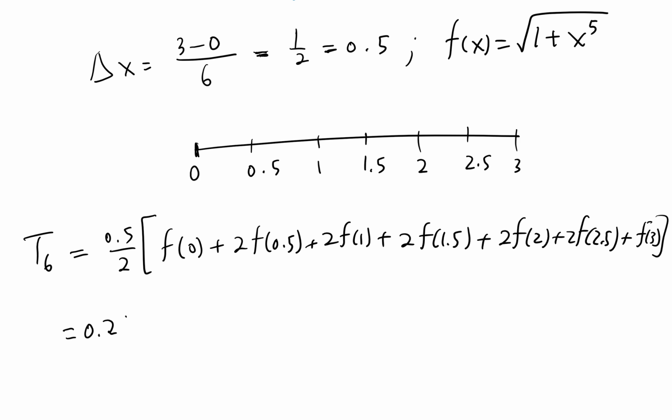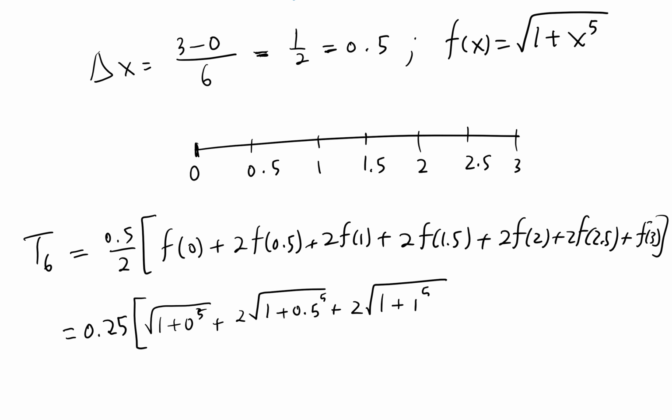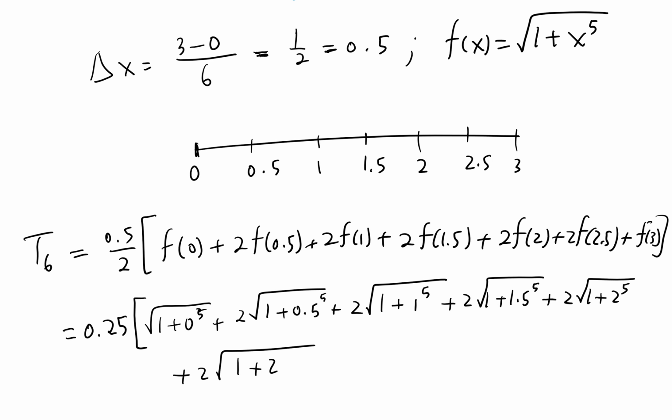This is 0.25. For f of 0, you just substitute the 0 in: the square root of 1 plus 0 to the 5th. 2 times the square root of 1 plus 0.5 to the 5th. 2 times 1 plus 1 to the 5th. 2 times 1 plus 1.5 to the 5th. 2 times 1 plus 2 to the 5th. 2 times 1 plus 2.5 to the 5th. 2 times 1 plus 3 to the 5th.